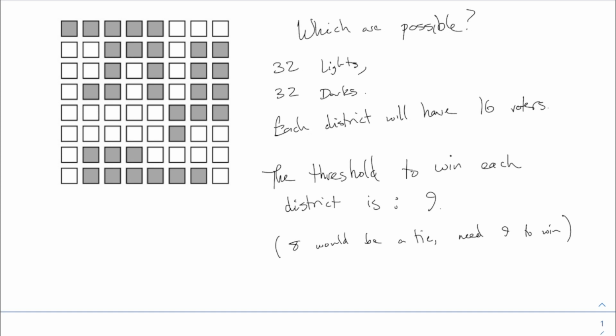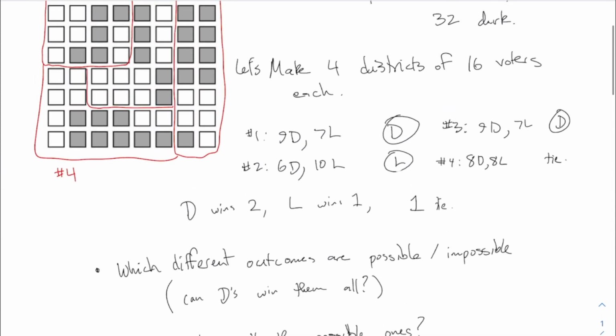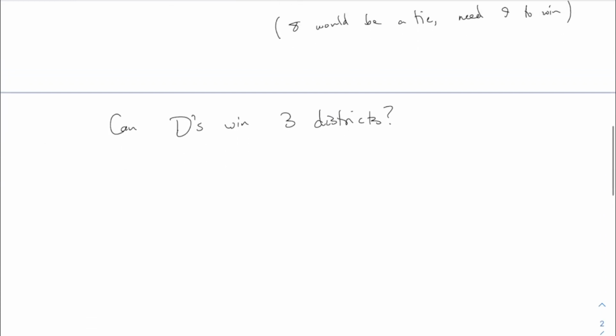This number, the threshold, is always just half of the number of voters plus 1, or maybe if the number of voters is odd, you would round it up. The threshold to win in each district is 9. So I would like to ask myself questions like, can the D's win 3 districts? In the example that I did before, the D's won 2 with a tie. Is it possible for them to actually win 3 of them?